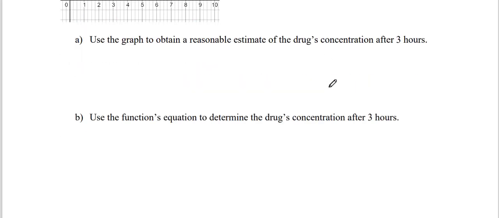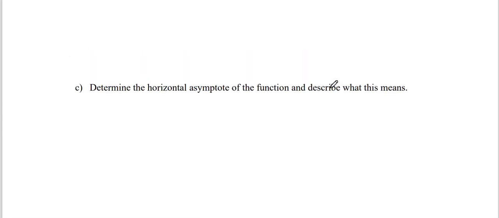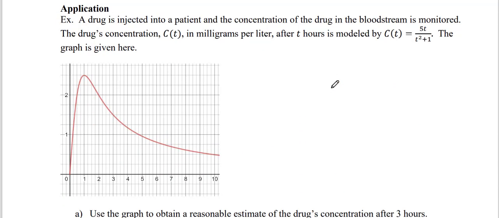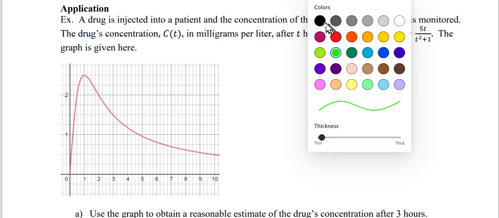The last thing we're going to talk about with rational functions is this application. A drug is injected into a patient and the concentration of the drug in the bloodstream is monitored. The drug's concentration C of t in milligrams per liter after t hours is modeled by this function, C of t equals 5t over t squared plus 1. The graph is given in this picture.